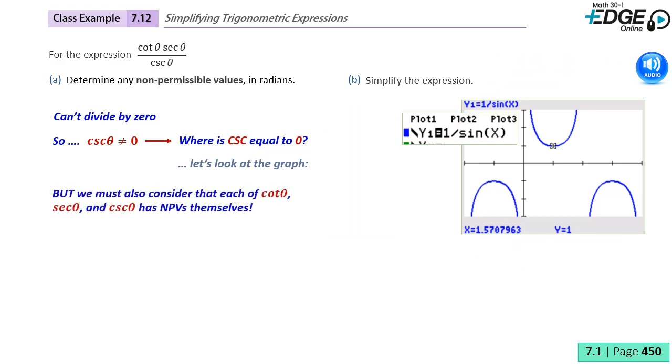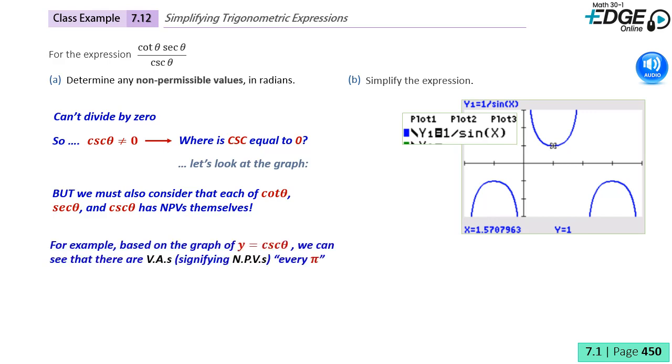However, that doesn't mean that cotan theta, secant theta, and cosecant theta couldn't have non-permissible values of their own. This will become obvious once we rewrite them in terms of sine and cos. If we look at the cosecant theta graph, we do notice that there are some non-permissible values represented by vertical asymptotes. Now our graph doesn't actually show these, but let me add them for you. Those dotted vertical lines represent values that cosecant theta is not equal to. That suggests a division by 0 was happening.